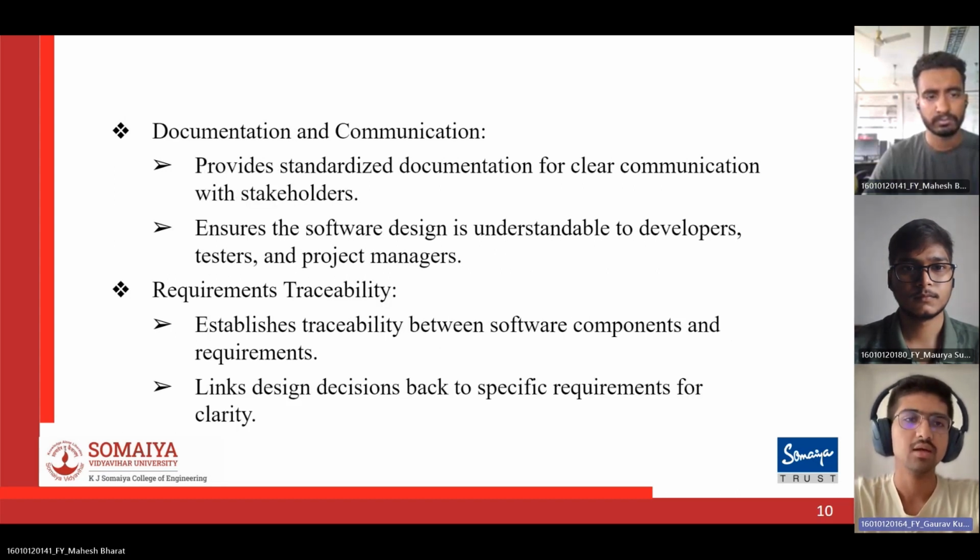Moving on to the 10th slide, documentation and communication is an important feature. MBSE provides a standardized way of documenting both system and software architecture. Software architecture leverages MBSE to create comprehensive documentation, ensuring clarity for all stakeholders, including developers, testers, and project managers.